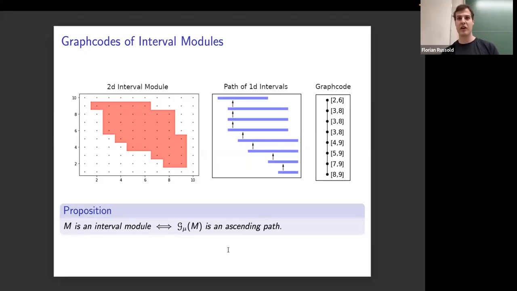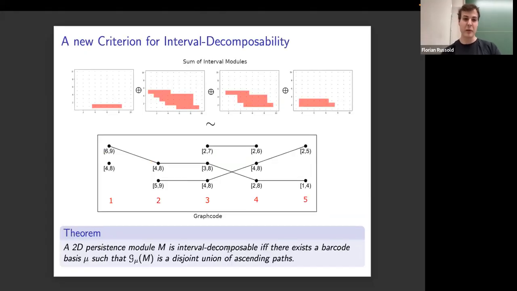And if we combine this with the components proposition from before, then we get the following theorem, namely that a 2D persistence module is interval decomposable if and only if there exists some barcode basis such that the graph code representation with respect to this basis is a disjoint union of ascending paths. In this picture, you see, for example, a sum of 4 intervals, and its graph code representation is this union of ascending paths. I now tilted it. And that's an if and only if. So basically, this gives us a very nice characterization, but it also gives us an algorithmic strategy.